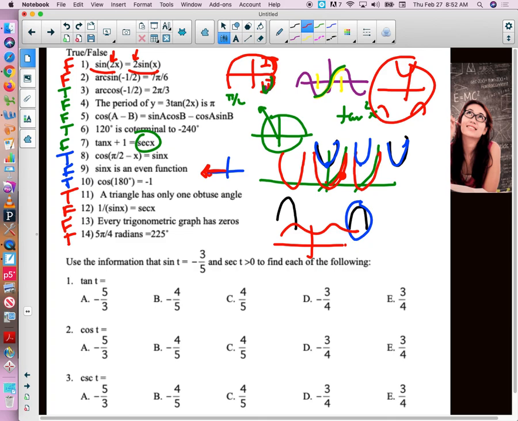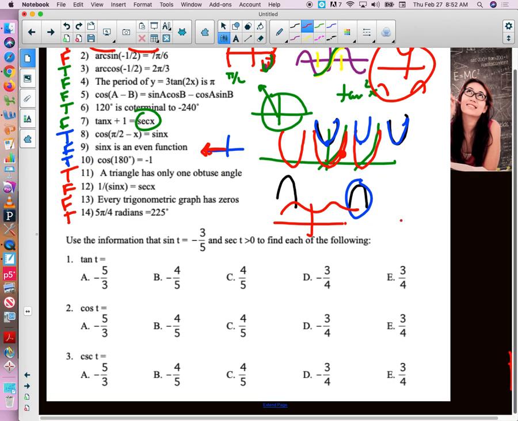Okay, while I have this one here, let's do this. These are ones that you would expect to draw a triangle, and there's a few of these on the review packet and probably on the exam. So sine of t is negative 3/5, and secant t is greater than 0. Let's change that to cosine is greater than 0. So if sine is negative, I'm either here or here.